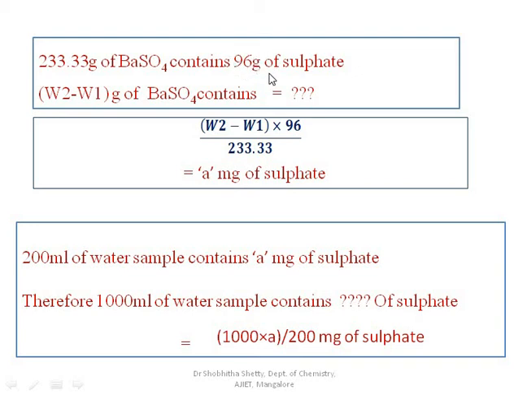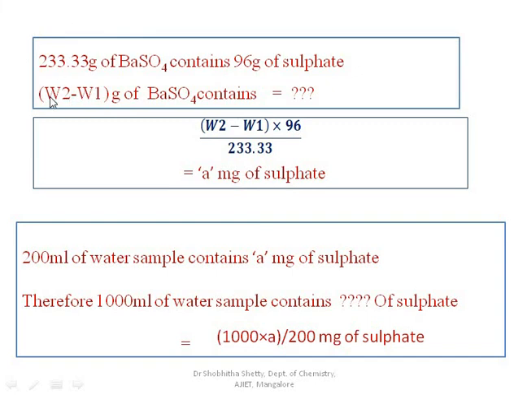As I mentioned, W2 is the weight of the silica crucible after burning the precipitate, and W1 is the initial weight of the empty silica crucible. So W2 minus W1 gram of barium sulfate contains how much gram of sulfate? Theoretically, 233.3 gram of barium sulfate contains 96 gram of sulfate.